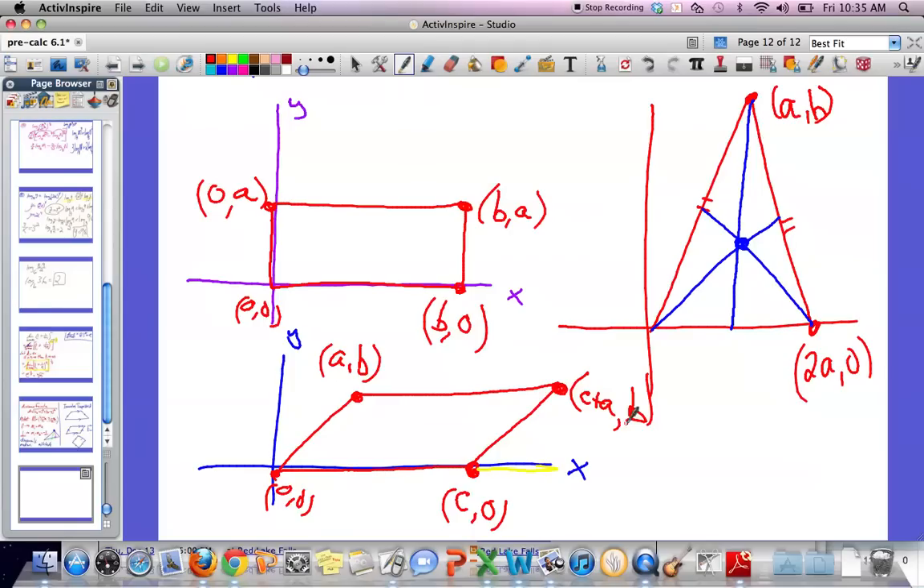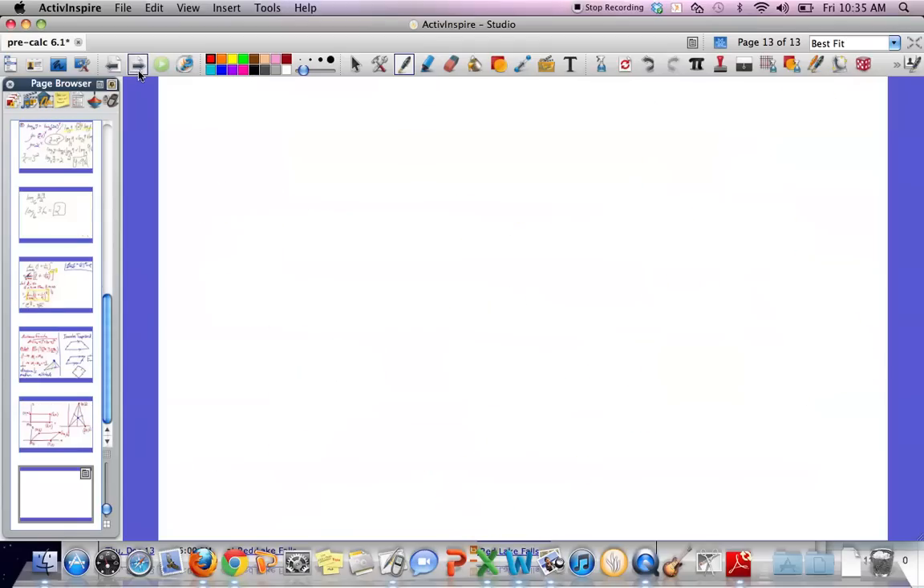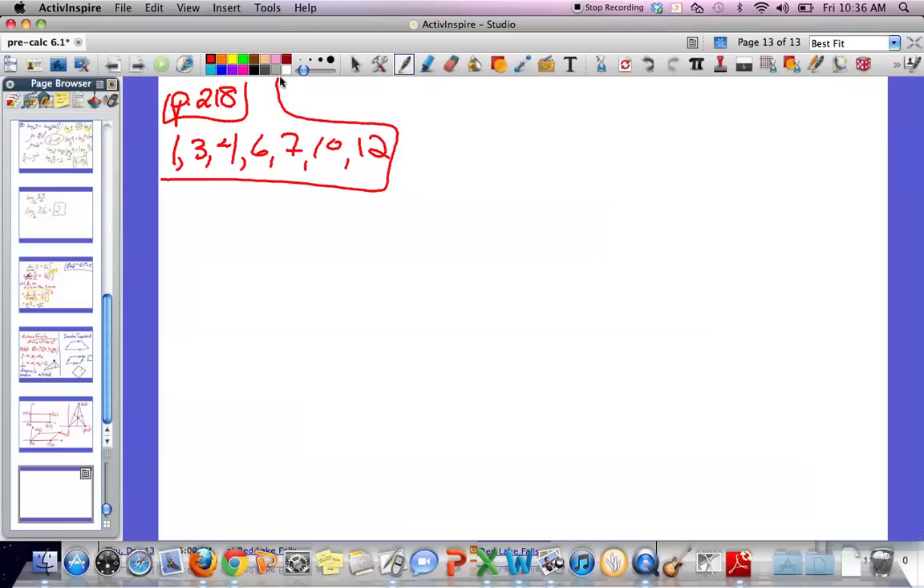Let's do some problems. Here's our homework on page 218, and that's how I'm going to continue to teach. On page 218, we're going to do problems 1, 3, 4, 6, 7, 10, and 12. That's our assignment on 6.1. Let's see how many we can get done together. If you guys don't mind listening to me for about 25 minutes, let's do our homework together. Okay? So let's start with number 1.